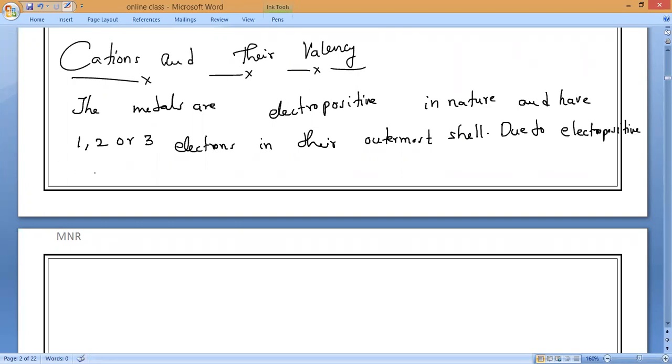Electropositive means loss of electrons or gain of electrons? Loss of electrons. Nature. They lost the electrons and acquire which charge?